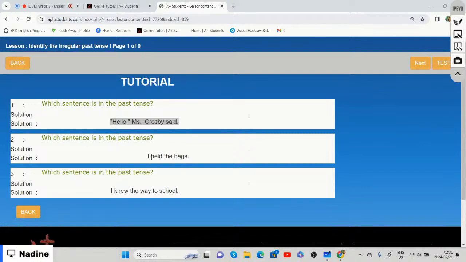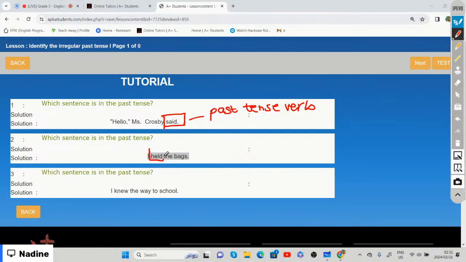The second one said, I held the bags. What is the past tense verb within that sentence? I held the bags. All right. And if we select the past tense verb, then we can say, I held the bags, meaning held is our past tense verb.